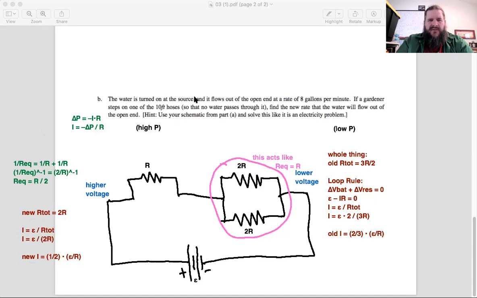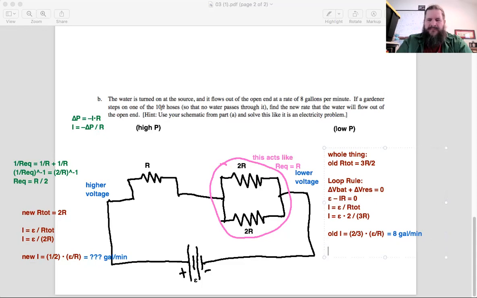Oh, and we also are saying that the original current, if we go back to the idea of fluid flow, the original current, the old current, was 8 gallons per minute. So we can say this is equivalent to 8 gallons per minute. Now we want to know what's the new current in terms of gallons per minute. So how can we compare those? If we're saying that 2/3 epsilon over R is equivalent to 8 gallons per minute, how can we figure out, yeah, we can isolate epsilon over R, right?